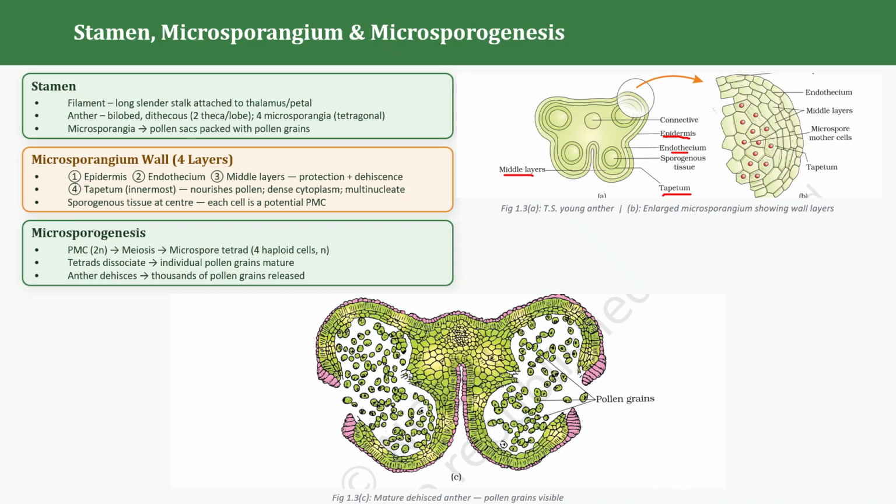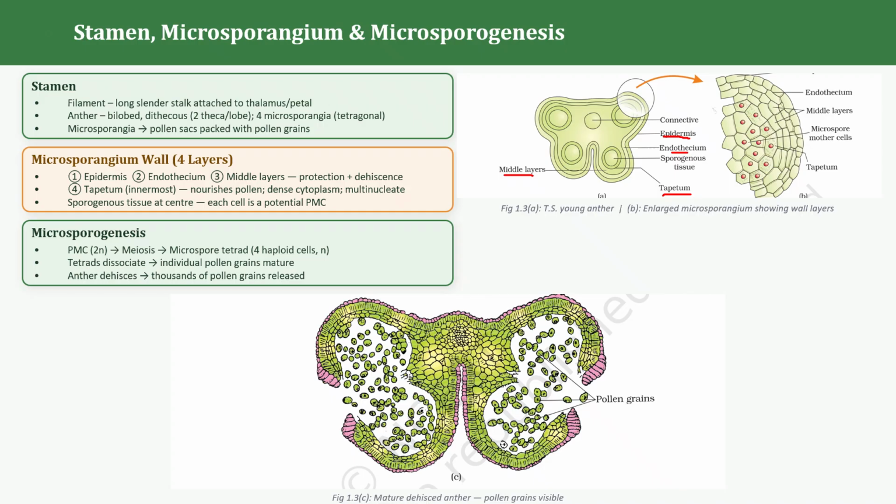So I'll give you a frequently asked CBSE board exam question. Why is tapetum important? It's a 2-mark question. The answer is: tapetum is the innermost nutritive layer of the microsporangium. It supplies nutrients and growth substances which are necessary for the development of the pollen grains.